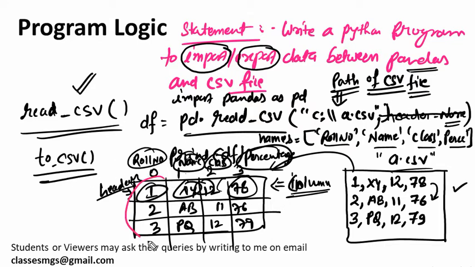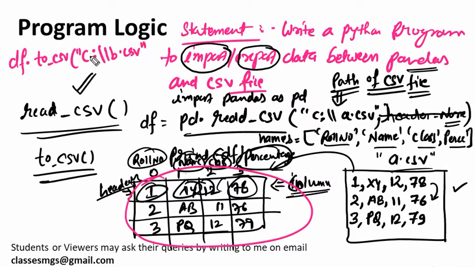Let's suppose this is the data frame, and you want to create the CSV file using this data frame. Then, instead of read_csv, you call a method on the data frame object: df.to_csv, and here you need to pass the path where you want to create the CSV file. Let's suppose you want to create the file in the C folder with the name b.csv, then you will pass c:/b.csv. That's all you need to do. This method will automatically create a b.csv file using this data frame on the C drive.